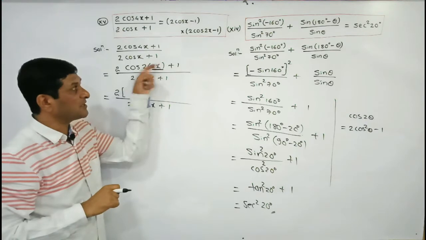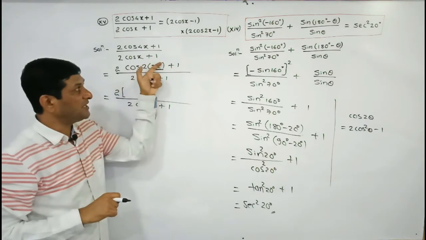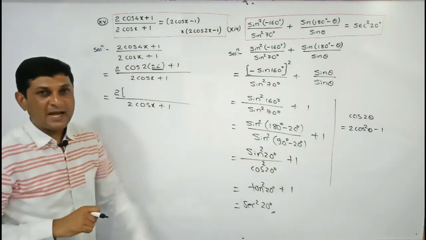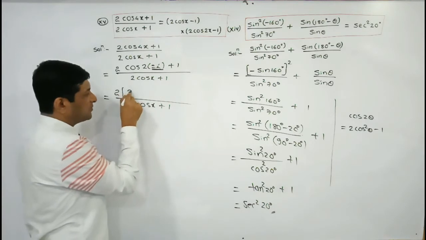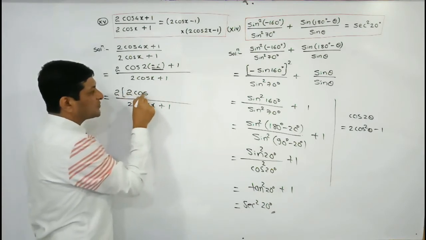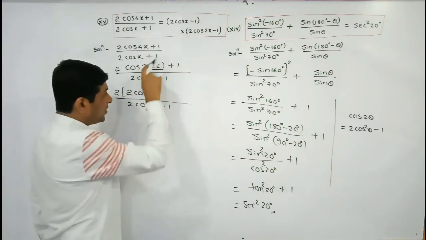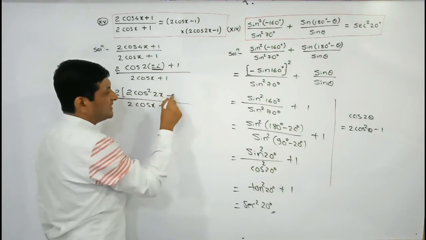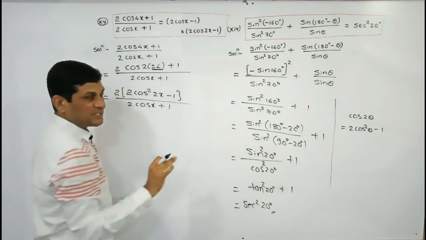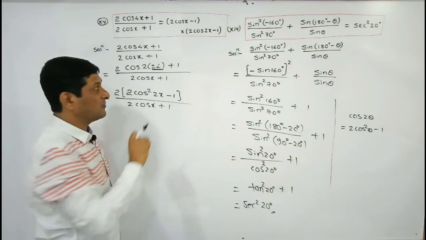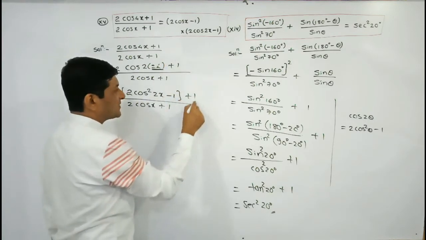But what is theta here? Theta is nothing but 2x. According to this formula, its value is equal to 2 cos square 2x minus 1. Okay, so this result we have got simply by applying the double angle formula. Keep this last term plus 1 as it is.